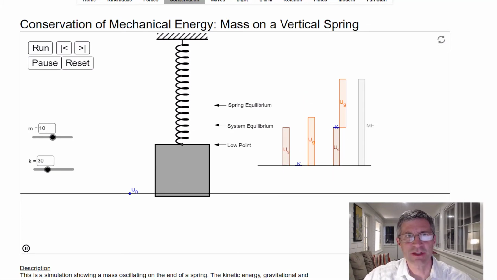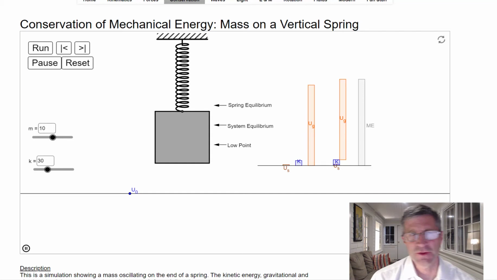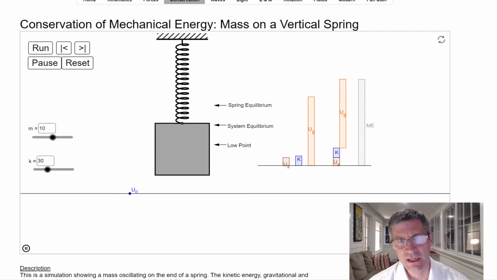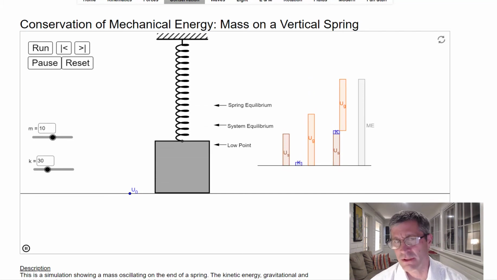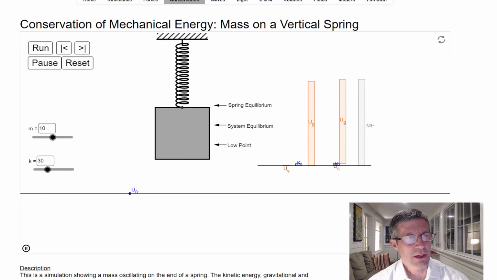Okay, physics. Let's talk about springs. So springs can store energy the same way that a gravitational field can store energy, and it's kind of a funky thing to think about, but it should make sense to you. So we can think about a spring.